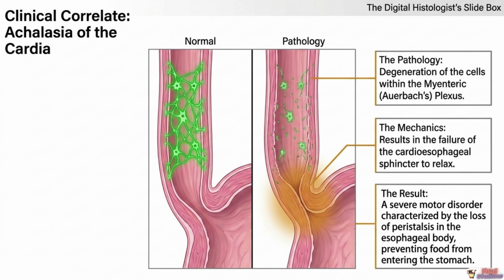The result is a severe motor disorder. Patients experience a complete loss of peristalsis in the esophageal body. Because the sphincter stays tightly clamped shut and the esophagus cannot push downward, food is prevented from entering the stomach, causing it to back up. This clinical correlate highlights that smooth muscle health is entirely dependent on the delicate nervous plexus that governs it.